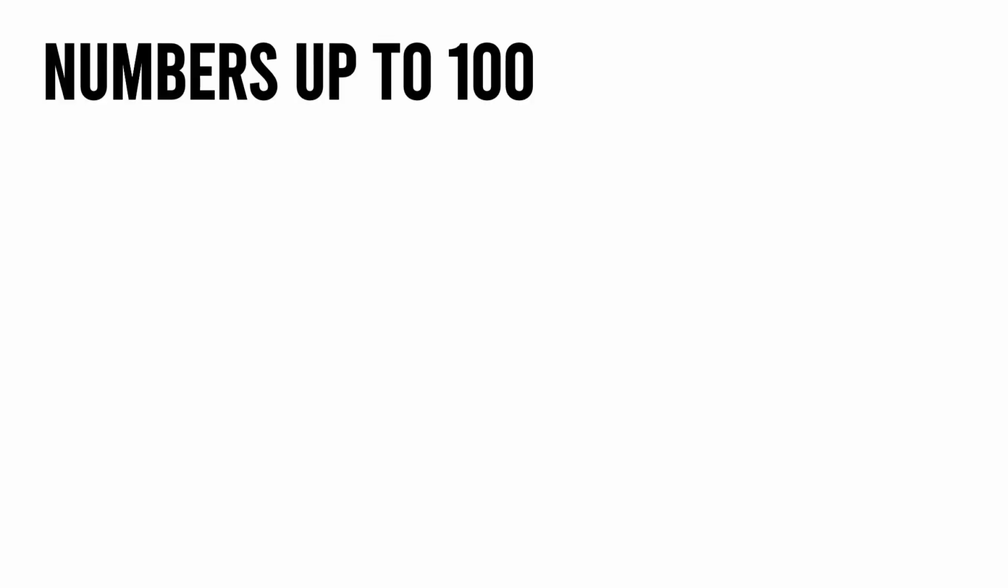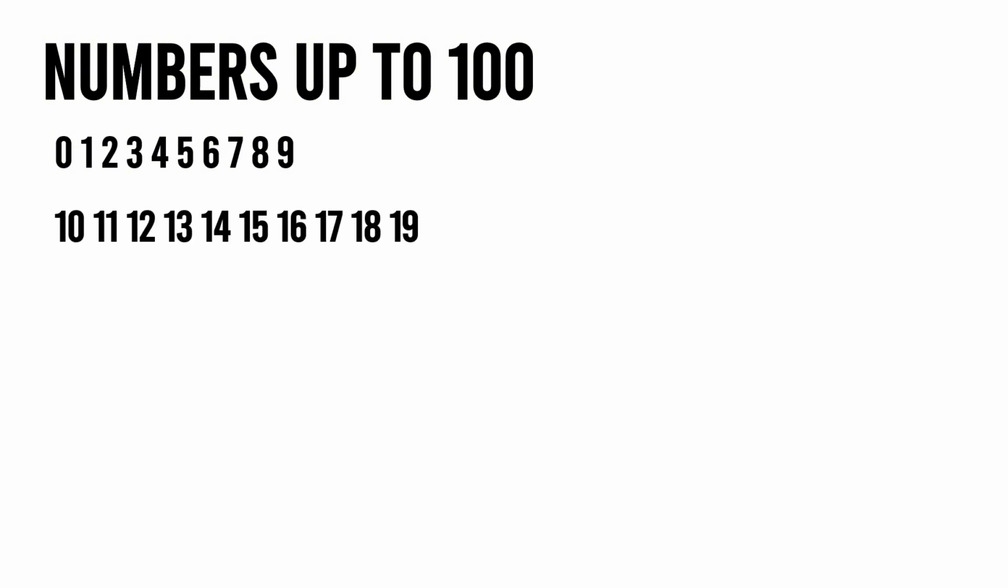Numbers up to 100. From 0 to 9. After 9, if we add another unit, a 1, we have to go back to 0, but this time with a 1 in front of it, because the numbers only go from 0 to 9, and we don't have any other symbols. So we get 10.